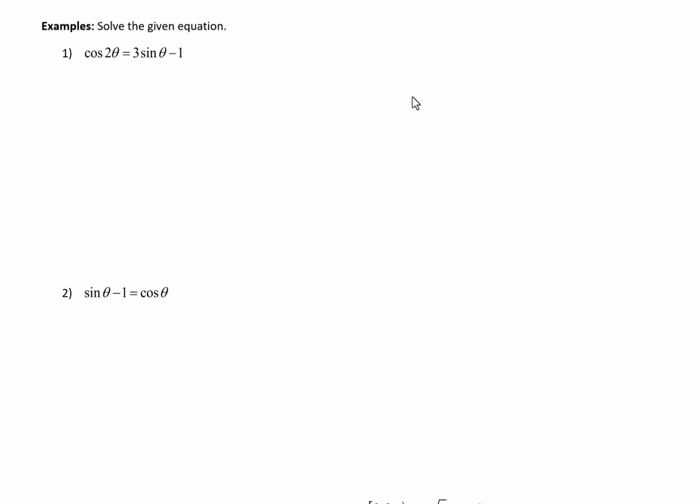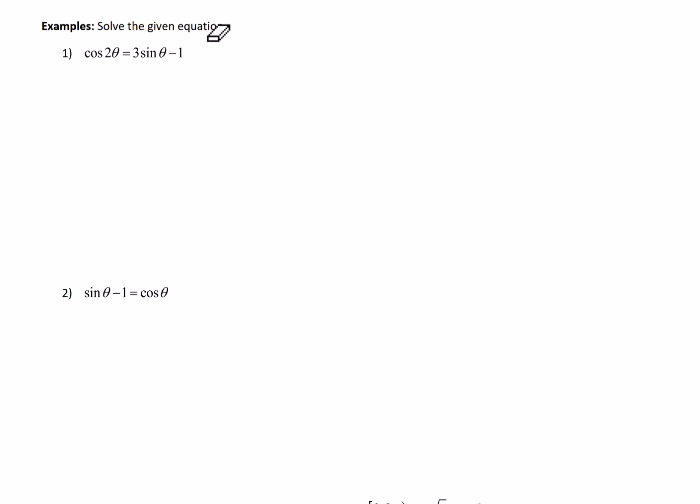Let's take a look at some examples where we want to solve the given equation. And the first of those given is cosine of 2 theta, that's on the left side, equals 3 sine theta minus 1. And that's on the right side. Now we want to solve the equation, and as we've been seeing recently, sometimes that involves factoring or just using the unit circle to be able to identify some of our basic functions.